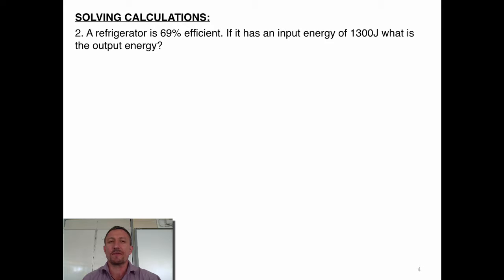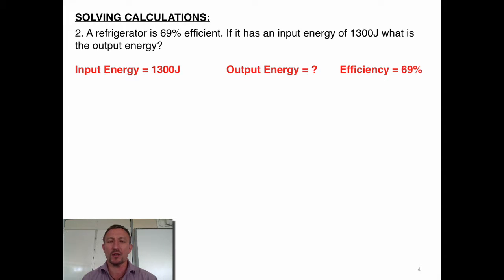In this case, we've got a refrigerator which is 69% efficient. So we've been given its efficiency rating. It's an input energy of 1300 joules, and we are asked to calculate the output energy. So first things first, write down what you know. Input energy, 1300 joules. Efficiency, 69%, but we don't know our output.